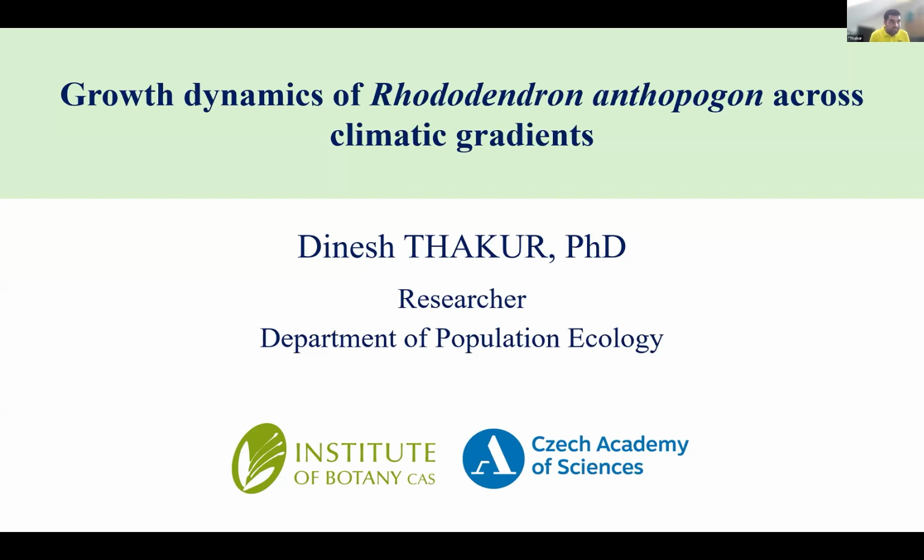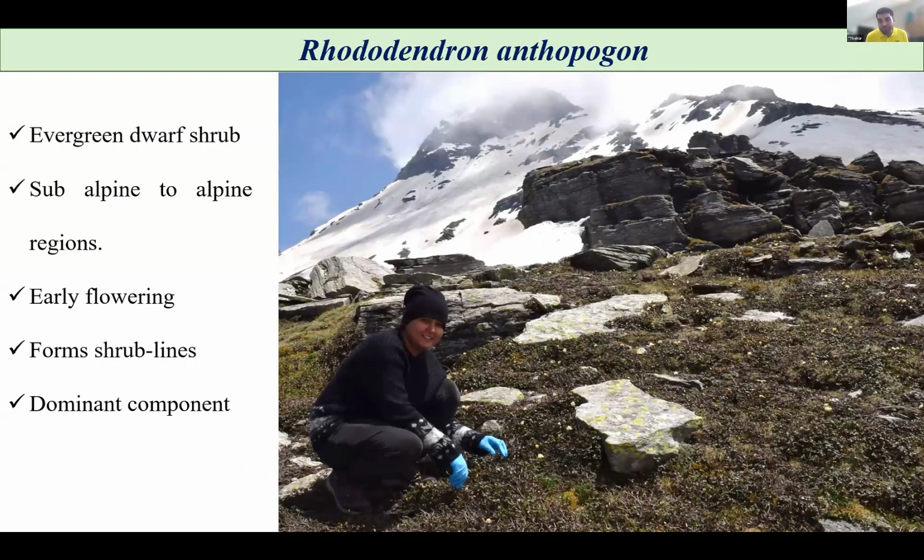As Sayantika has already told you about Rhododendron anthopogon, I will also show a few images and say something about the species. As she said, this is an evergreen dwarf shrub. Here I am showing you one of the habitats, around 4,100 meters above sea level. Here we can see that Rhododendron anthopogon is blooming just after the snow melt.